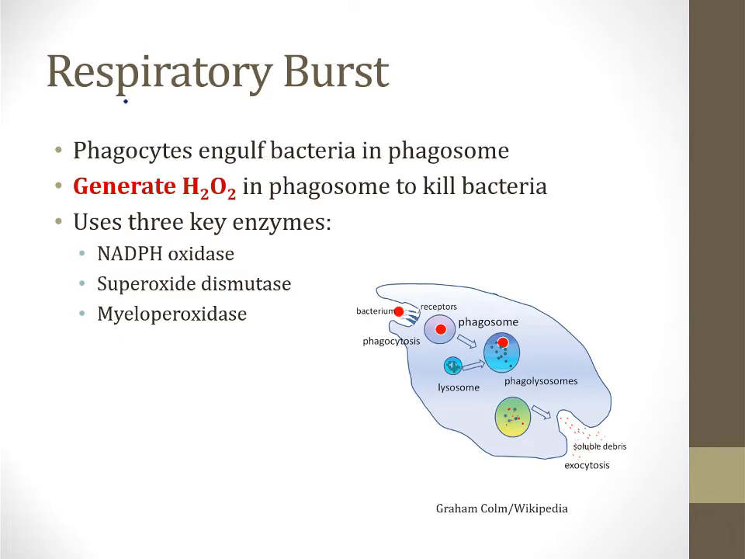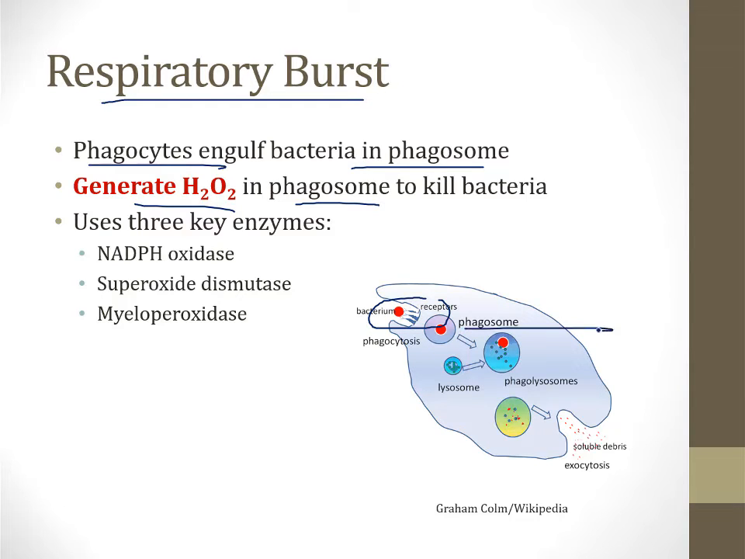Another source of free radicals inside the body is the respiratory burst. This is something that phagocytes do when they have engulfed bacteria inside the phagosome in order to kill the bacteria. One of the ways that phagocytes can kill bacteria is by generating hydrogen peroxide inside the phagosome where the bacteria is found. So if you look on the screen here, what phagocytes do is they bind to the bacteria or whatever invader is in the body. They place it inside a small package inside the cell called a phagosome. And then they use a biochemical process called the respiratory burst to generate hydrogen peroxide in order to kill the bacteria.